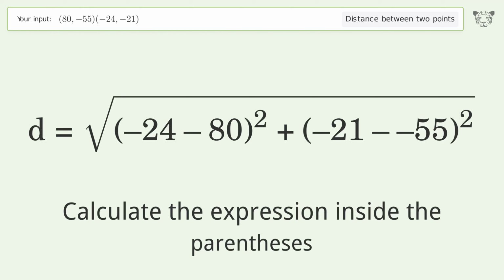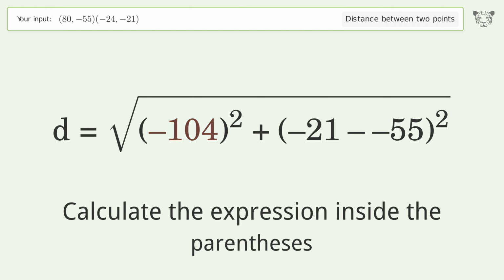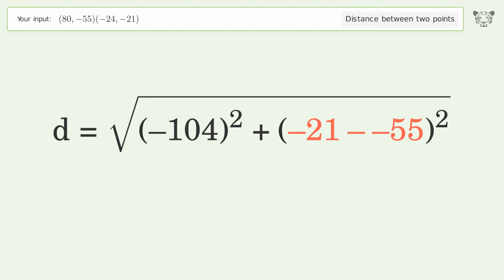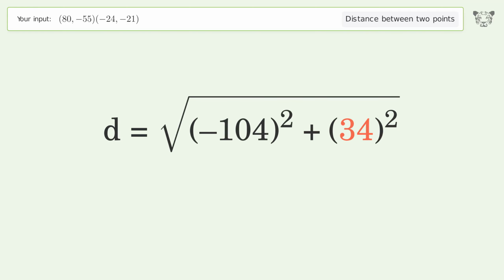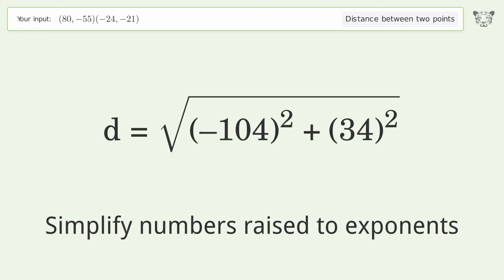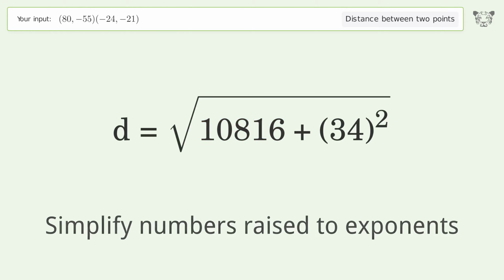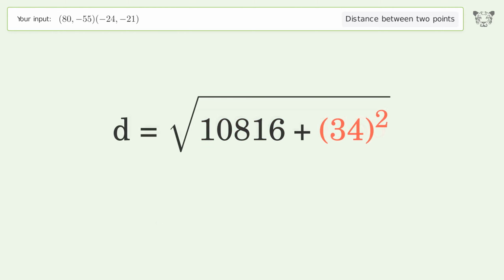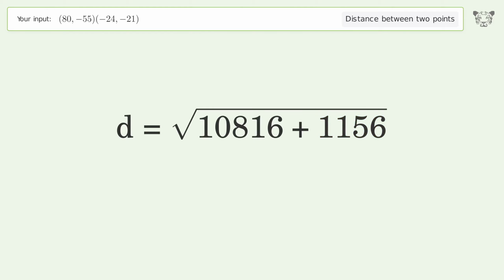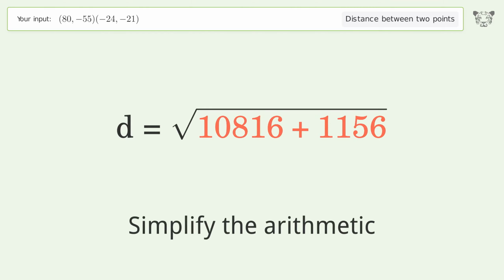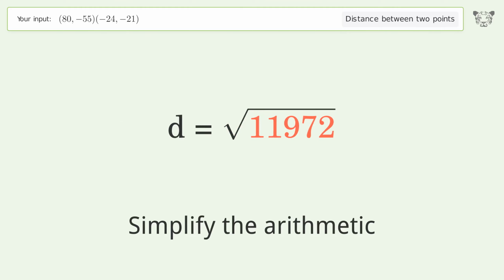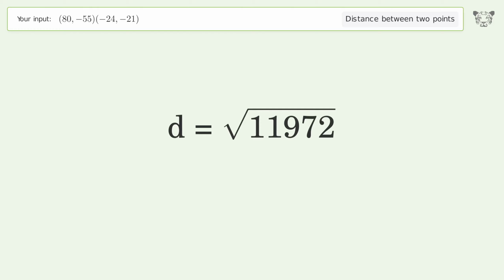Calculate the expression inside the parentheses. Simplify numbers raised to exponents. Simplify the arithmetic. And so the distance between the 2 points is the square root of 11,972 or 109.417.